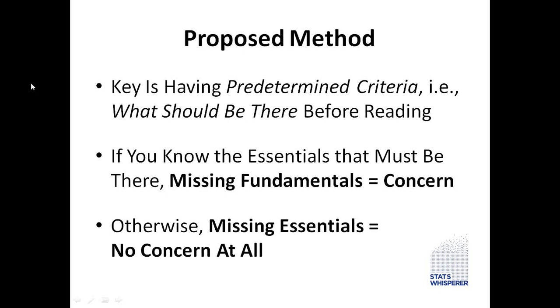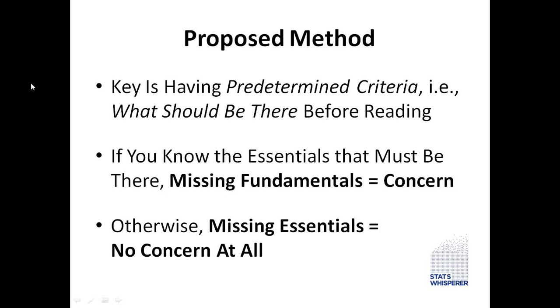Because what's usually done is the article is picked up and read without any criteria in mind before it's read. That's why after it's read, it looks good. But if there's anything lacking, you wouldn't know it because you didn't know what should be there before you read it. So the missing fundamentals: if you don't know what should be there, huge fundamentals could be missing and it wouldn't be a concern at all. However, if you know the fundamentals that should be there and they're not there when you read the article, you know to be concerned.